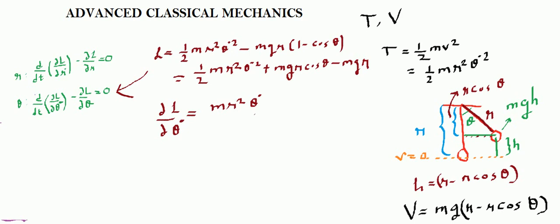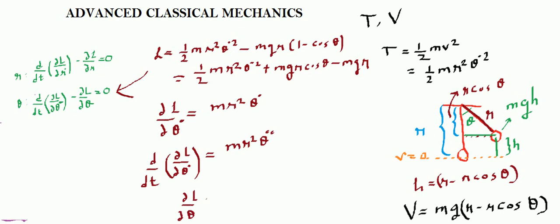And now, what will be d by dt of this? So we have the first term as d by dt of del L by del theta dot. Since theta is a function of time, because theta is changing with time, the angle of the pendulum with the original is changing with time. R is constant. So the d by dt will act on theta dot, and you will get theta double dot. Then the second term is the partial derivative of L with respect to coordinate theta.